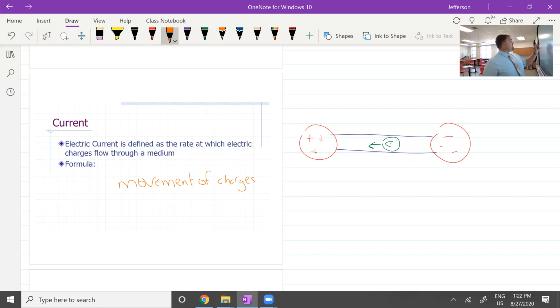Basically, it's going to have the symbol I. I is going to be for our current, and it's going to be equal to the number of charges that pass by in any given time.